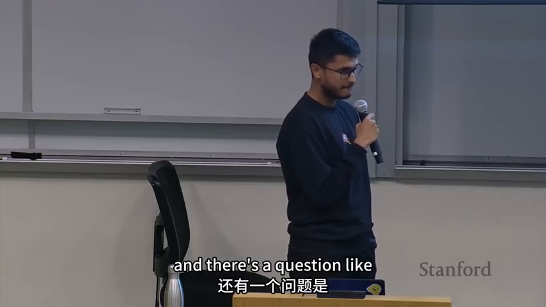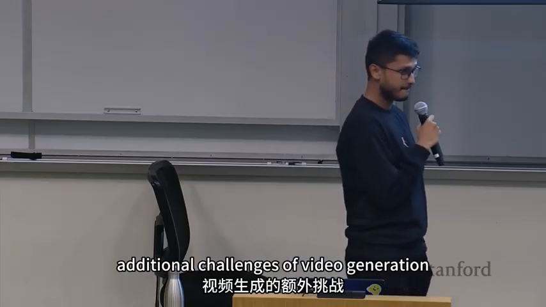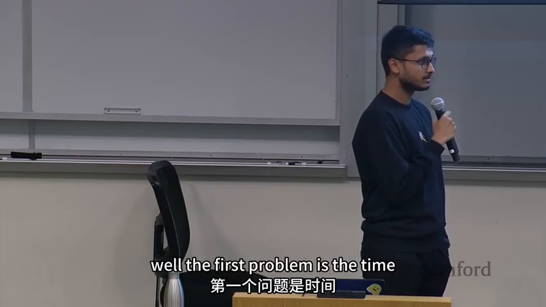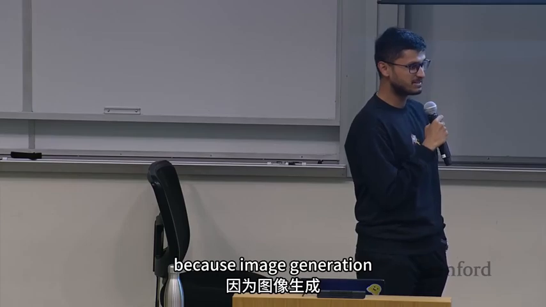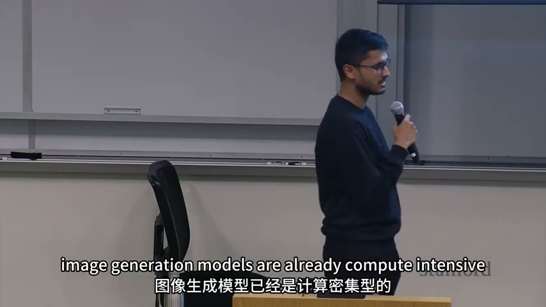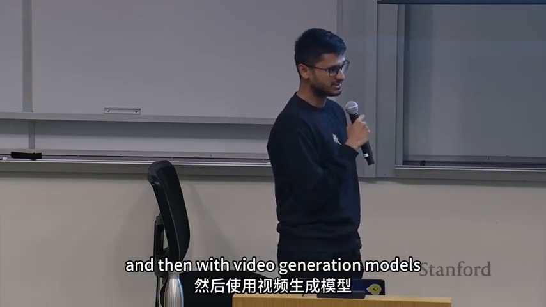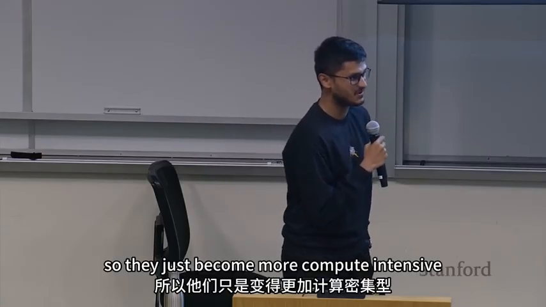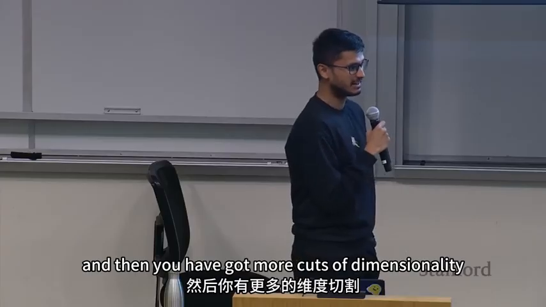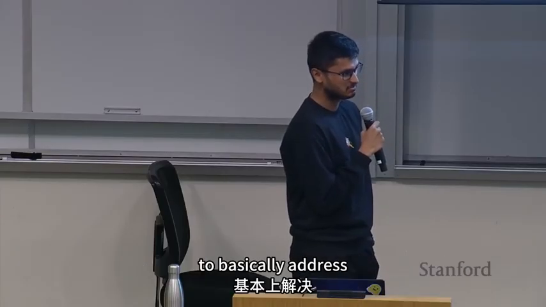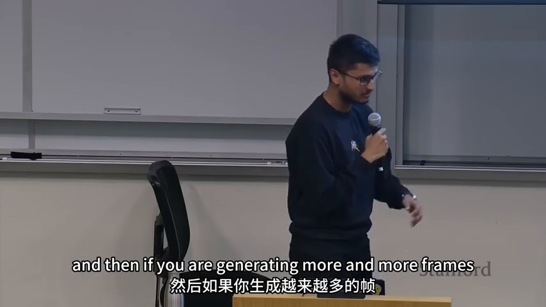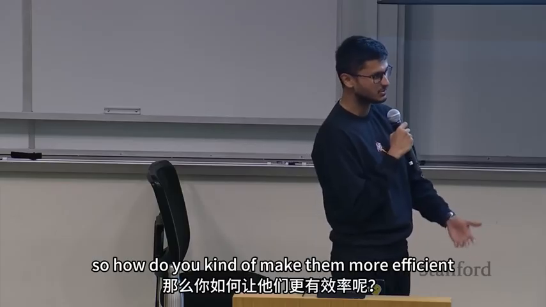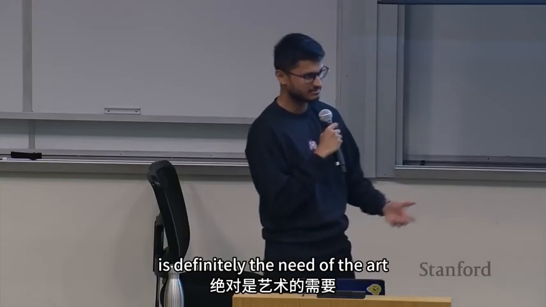And there's a question of what are the major additional challenges of video generation compared to image generation, and ways to overcome them? Well, the first problem is the time, because diffusion-based image generation models are already compute intensive. And then with video generation models, you have got another dimension of temporality. So they just become more compute intensive, and you have got more dimensionality to address. And if you are generating more and more frames, they become more and more compute intensive. So how do you make them more efficient is definitely the need of the hour.